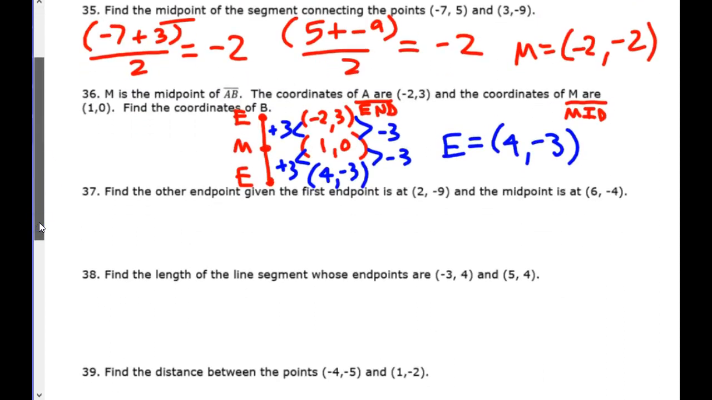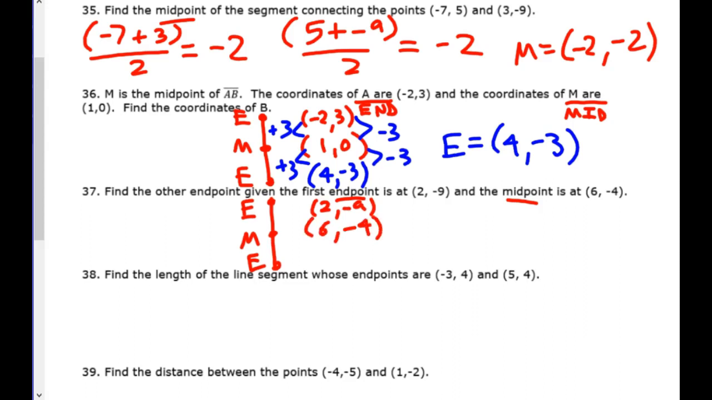And again, we're given an endpoint and a midpoint. So let's do it again. 2, -9 for my endpoint, 6, -4 for my midpoint. Let's find these differences. 2 up to 6 is +4, so we're going to add 4 again. We get 10. -9 up to -4 is adding 5, so we add 5 again, and we get 1.